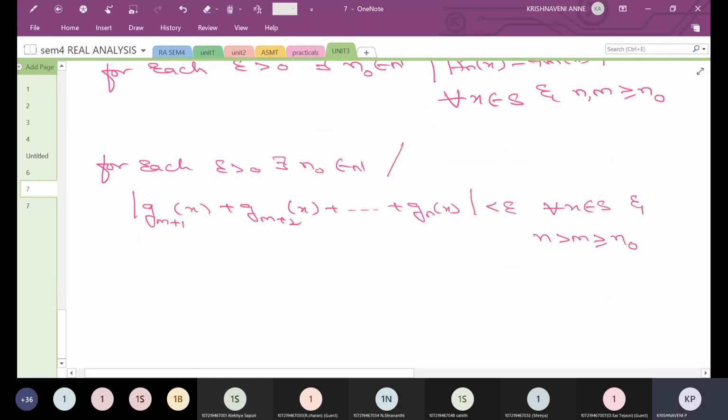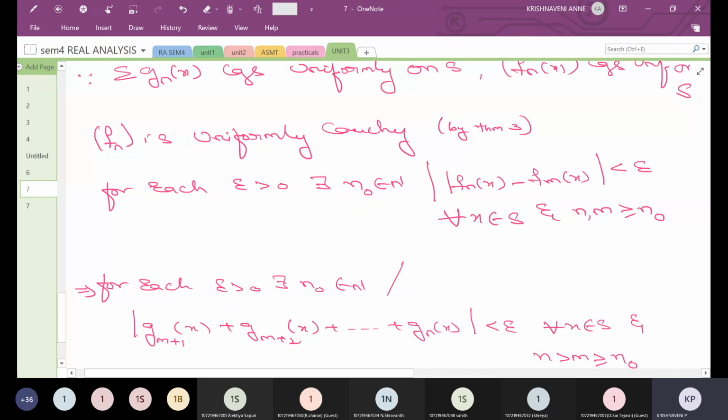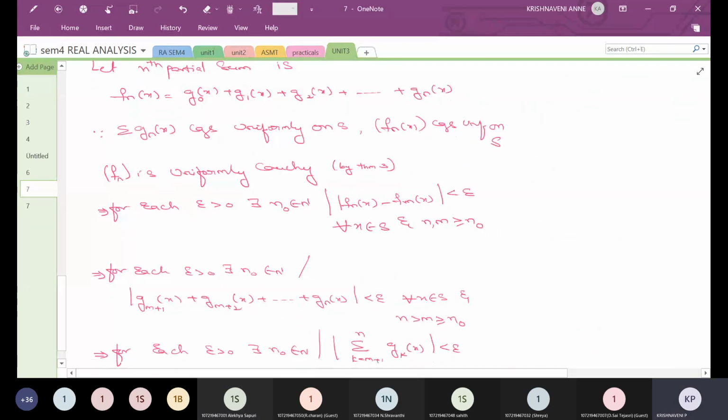Now actually what we are supposed to prove, for each epsilon greater than 0, please look into the statement, everyone. There exists n naught belongs to N such that mod summation k equal to m plus 1 to n gk of x is less than epsilon for all x belongs to S, and n greater than m greater than or equal to n naught. We are supposed to prove this condition. Did I get the same condition? Yes, ma'am. So first write down this.